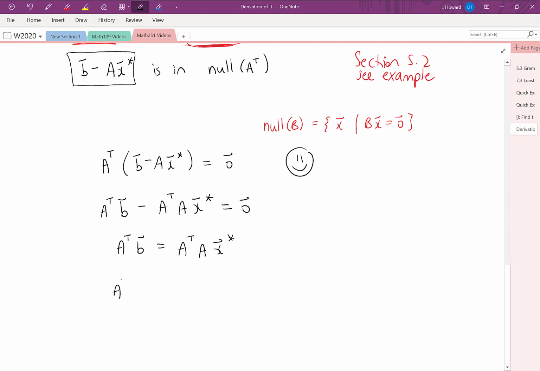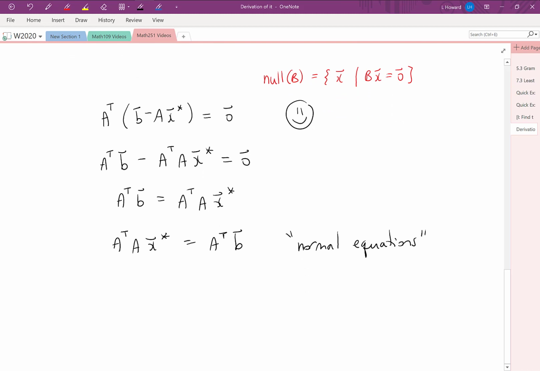Often we write this the other way around. So A transpose A X star equals A transpose B. When you write it like this, it's actually called the normal equations. That's just the fancy name for that particular equation. So you might see that name in your suggested homework. Normal equations just refers to this equation here.